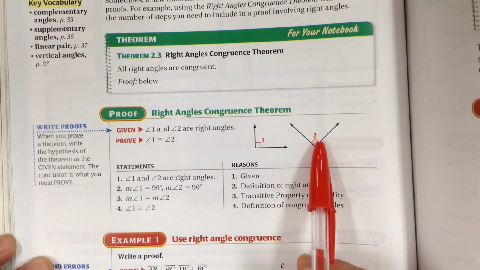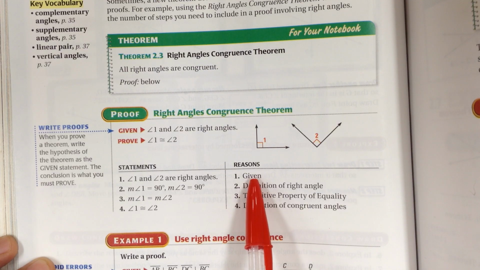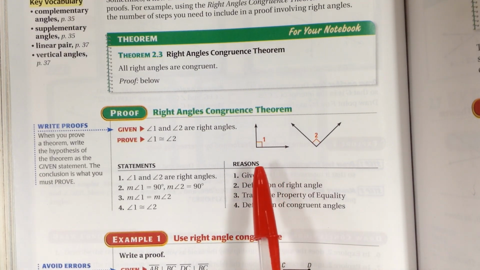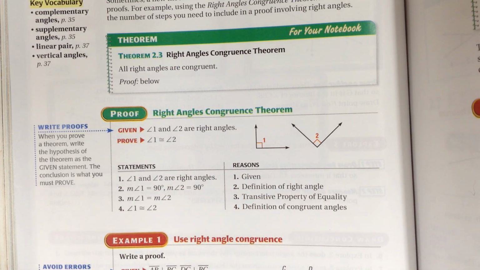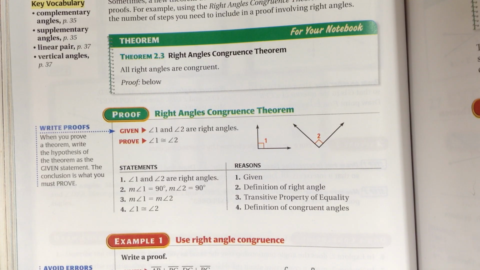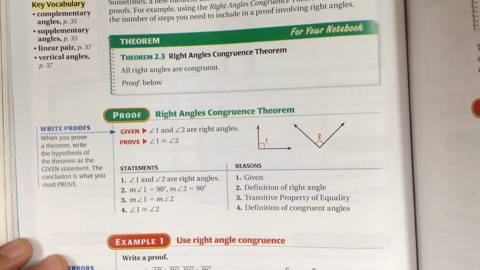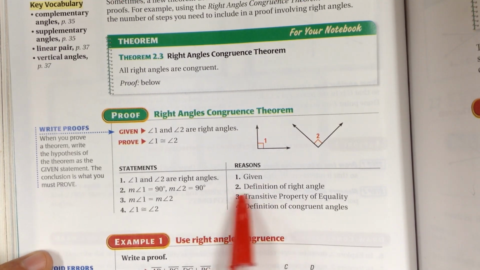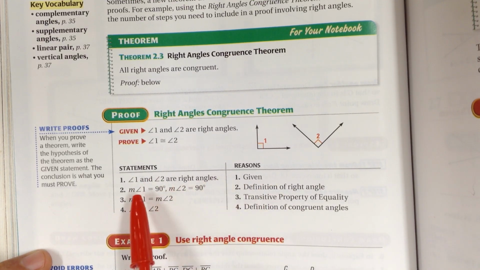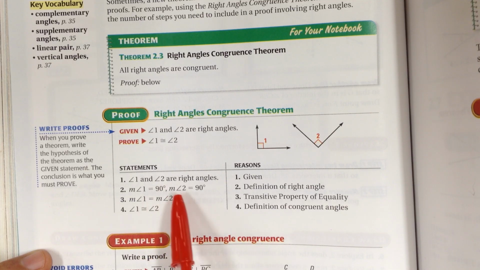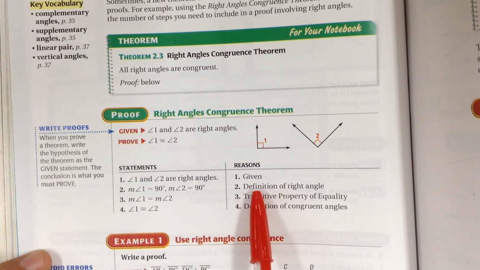So first you start with the given: angle 1 and angle 2 are right angles. Then that's all you have. So the next thing, once you use up the information, the things you're going to be using a lot are definitions, addition postulates, and substitution. In this case, you use the definition. Angle 1 and angle 2 are right angles, so the measure of angle 1 equals 90 degrees and the measure of angle 2 equals 90 degrees. That's the definition of right angles, because right angles are 90 degrees.